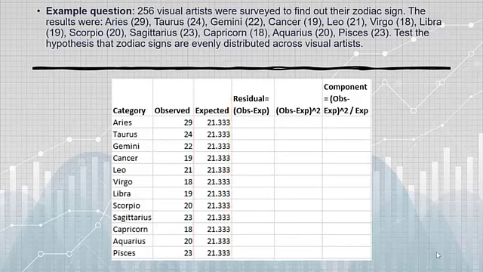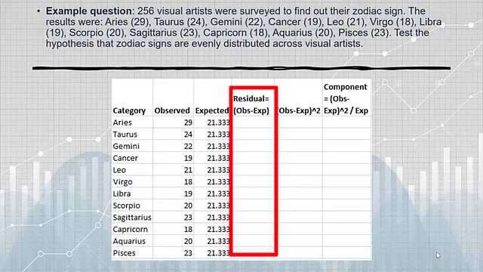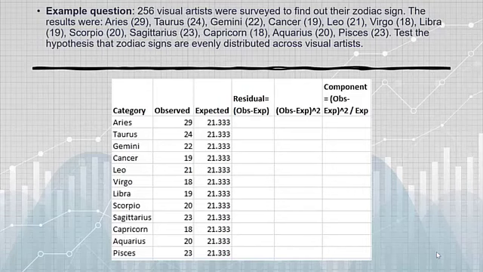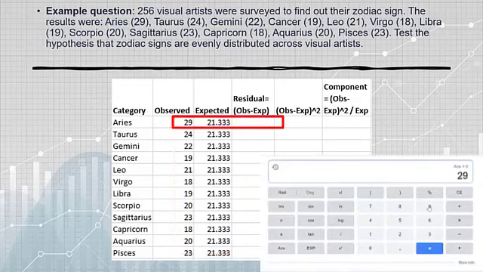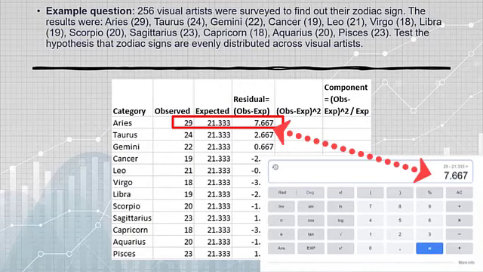In the fourth column, we're going to put our residual. A residual is an error, and that just means it's a difference between what we observed and what we would expect. So to get that figure, you just subtract column 3 from column 2. For example, we have 29 minus 21.333. That gives us 7.667.